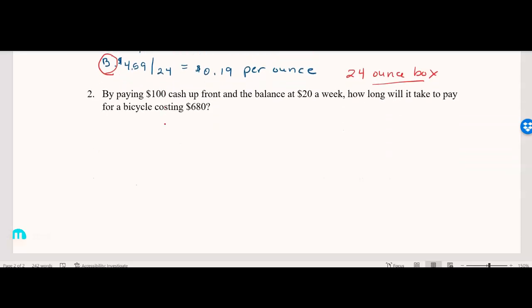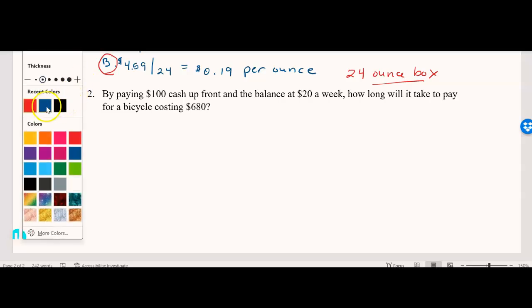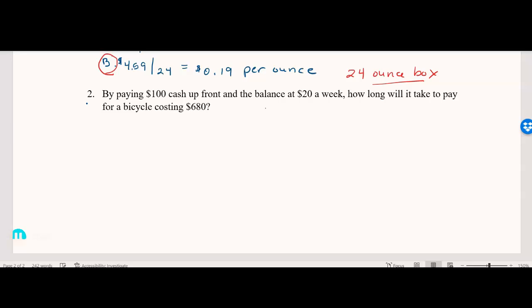Last problem. By paying $100 cash up front and the balance at $20 a week, how long will it take to pay for a bicycle that costs $680? This is one of those problems where I say, write down what's given. We know the cost of the bicycle is $680.